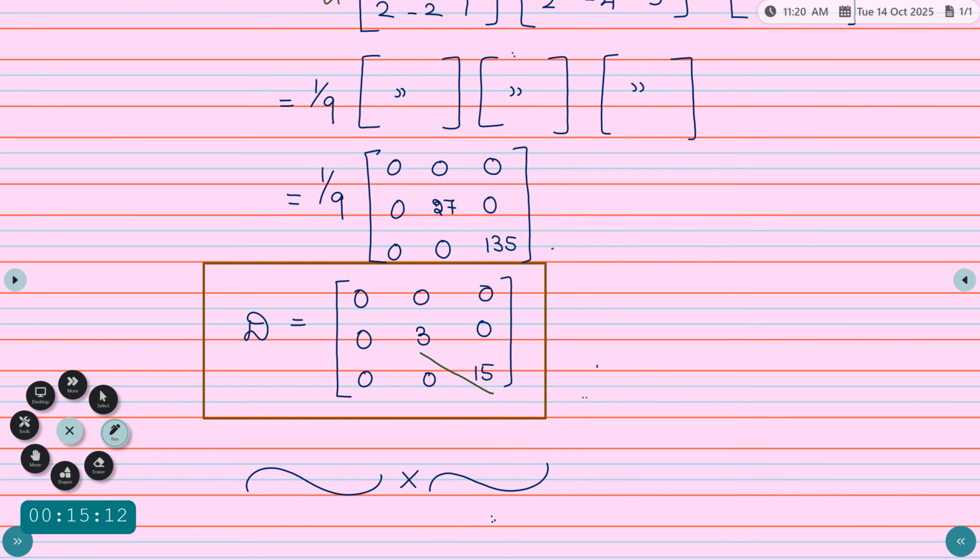See here, you can find the eigenvalues. What are the eigenvalues? Lambda 1 equal to 0, lambda 2 equal to 3 and lambda 3 equal to 15. The eigenvalues appear in the diagonal form and all the other values are 0.